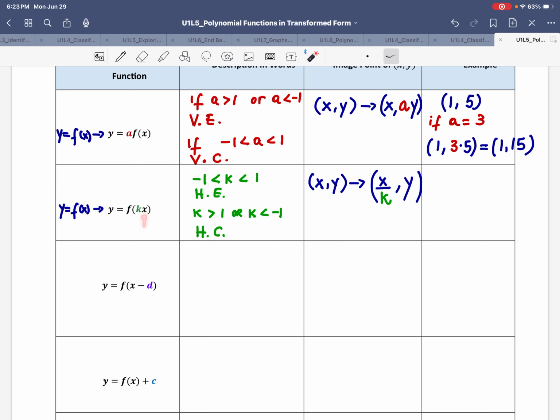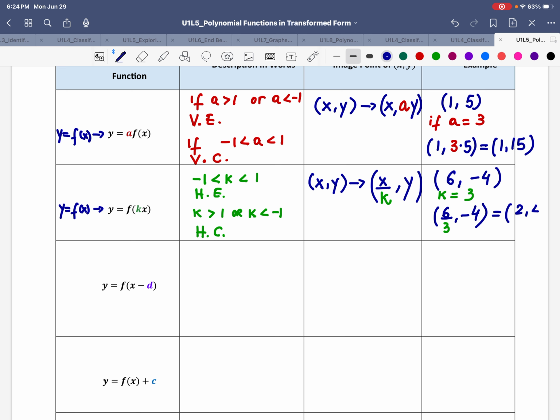values. For example, if we happen to have a point with coordinates 6 and -4, and the value of k is equal to 3, then the new image coordinates will now be 6 divided by 3, and the y coordinate is not going to change, so it's going to stay -4. So in other words, in a more simplified form, the image coordinates will be 2 and -4.